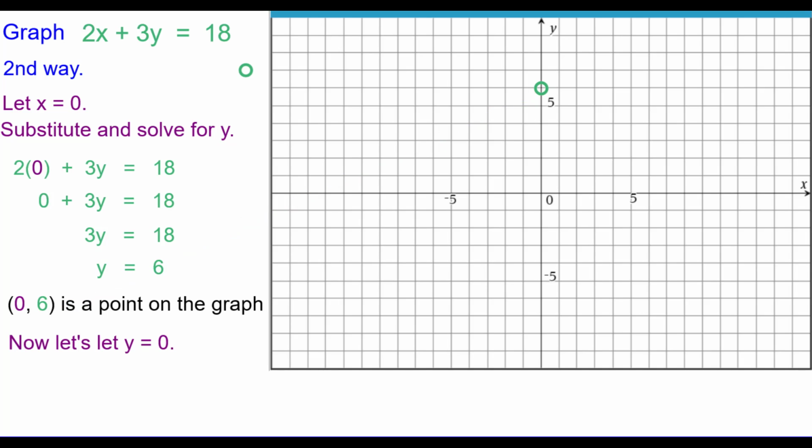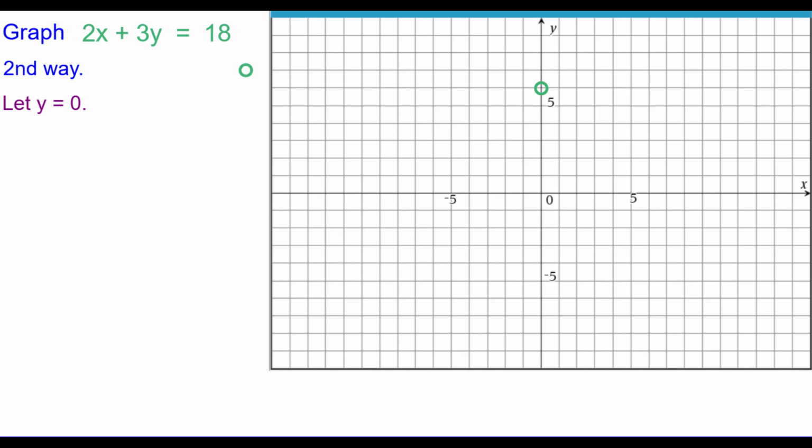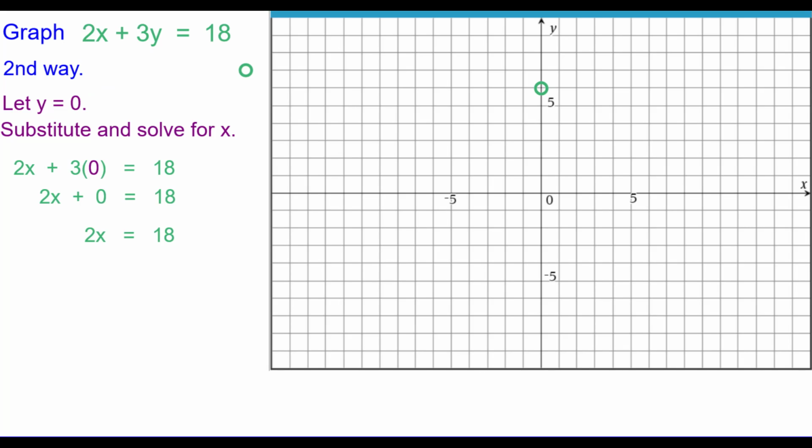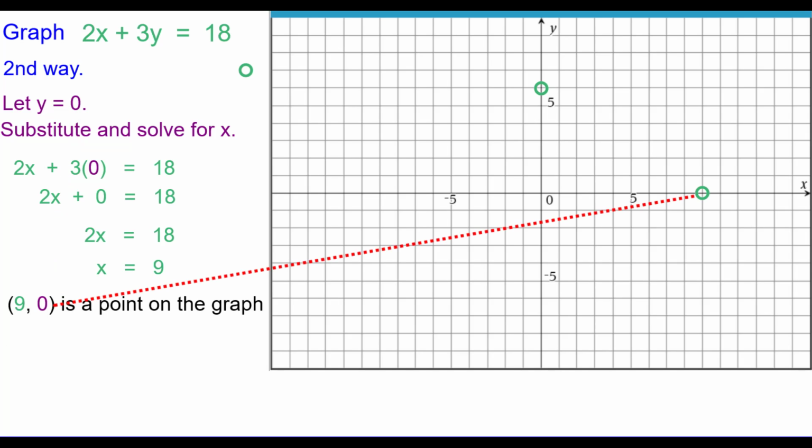Now let's let y equal 0. Again, we'd like you to substitute and solve for x. Pause to do that. Resume when you're finished. So 0 in for y. 3 times 0 is 0. 2x equals 18. We divide both sides by 2, and x is equal to 9. So plotting point 9, 0, we can see that is on the x-axis.